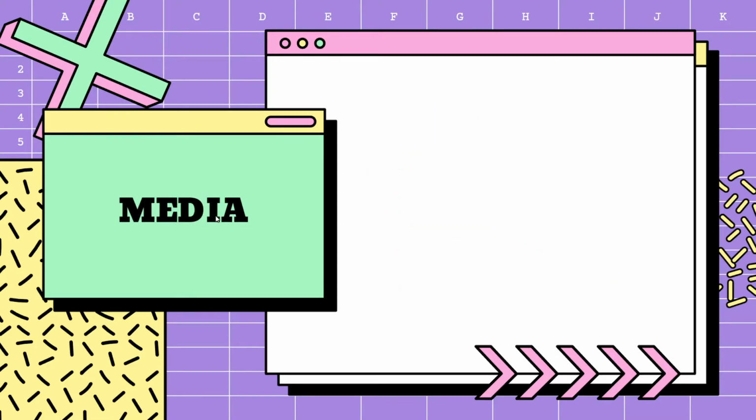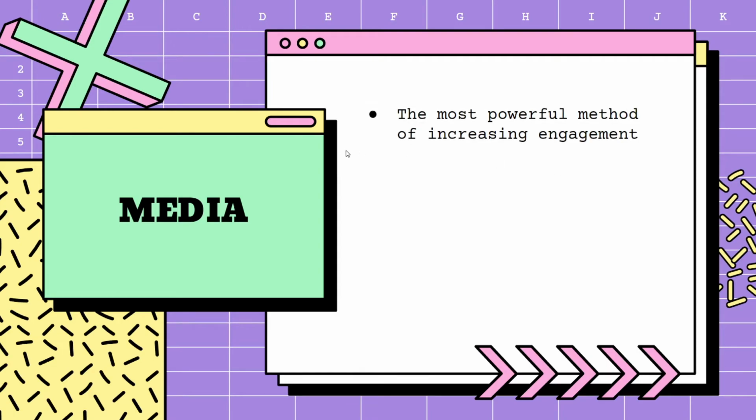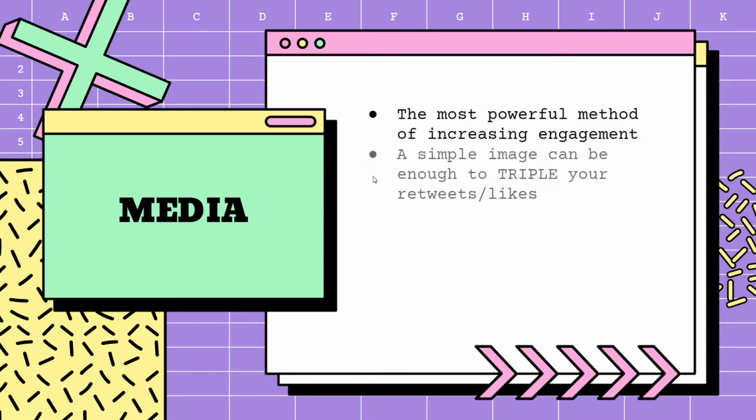All right. Let's talk about media. Studies have shown that media is the most powerful method of increasing engagement, not just on Twitter, but on every single social media platform. On Twitter, you can put just words, but it's actually shown that putting some kind of media, like literally any kind of media, is enough to triple your retweets, likes, comments, all of that kind of engagement, which is exactly what you want, right?